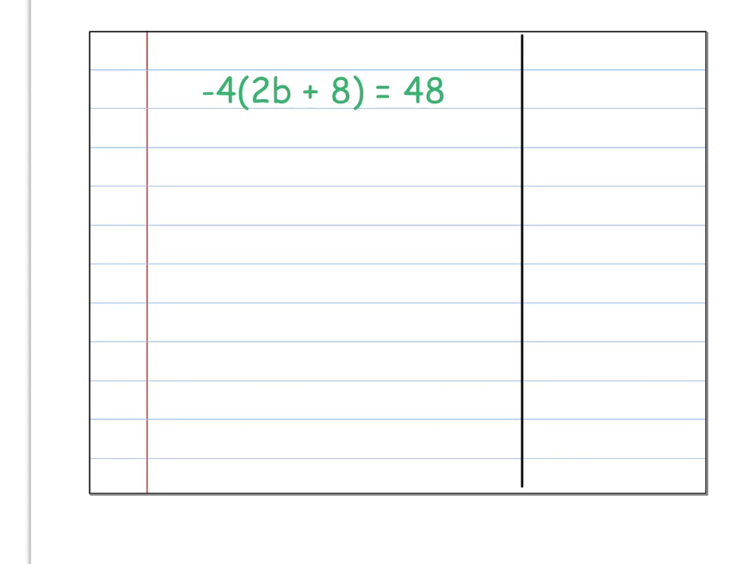I'll do one more example before I let you try one on your own to see how you do. So kind of very similar to the last one, I'm going to take 4 times the 2b, and that would give me negative 8b, and then negative 4 times that positive 8, which would be a negative 32. So I'm going to write it as plus negative 32, and that is going to be 48.